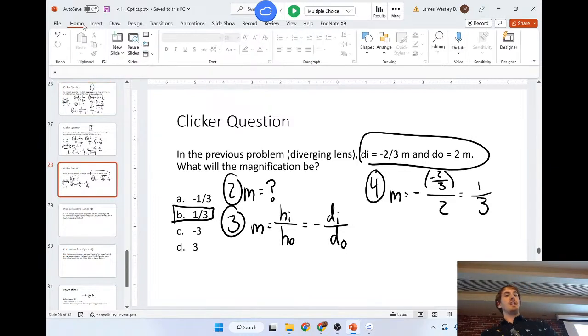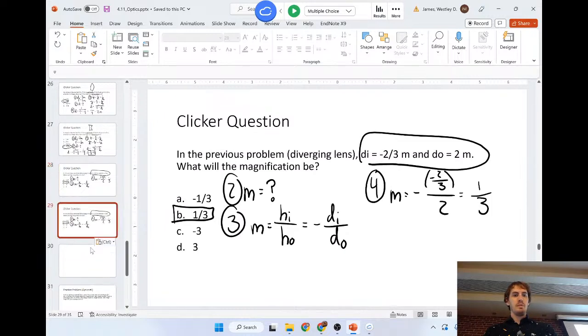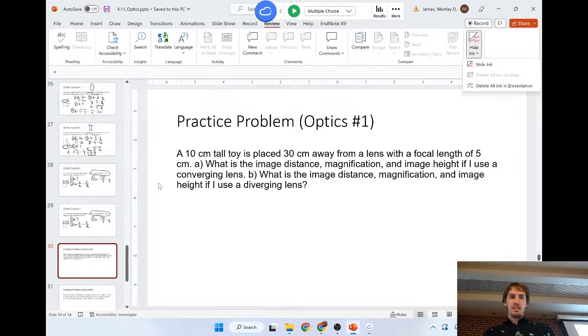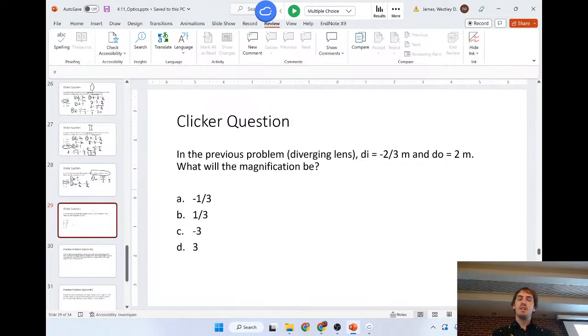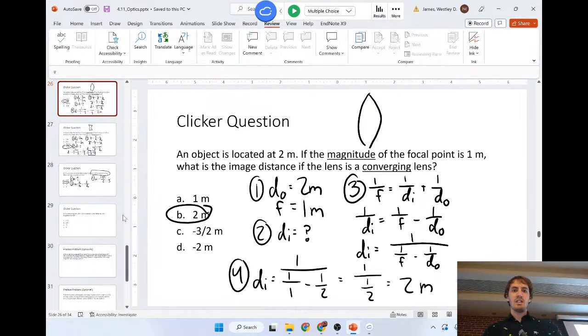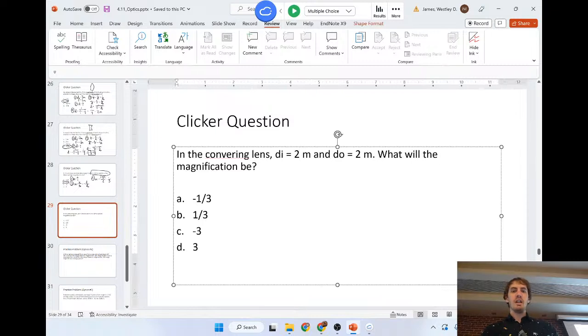So, let's go ahead and do the same thing. Basically, I'm going to copy and paste this problem. Instead of the diverging lens problem, we're going to go to the converging lens problem. Go back to our answers. The object distance was still 2 meters, but our image distance was 2 meters as well. So we're going to have to change our answers here. Positive 2 and positive 2, what's our magnification going to be?